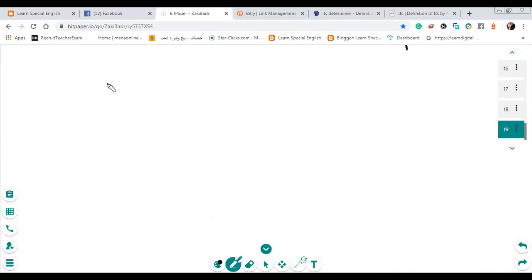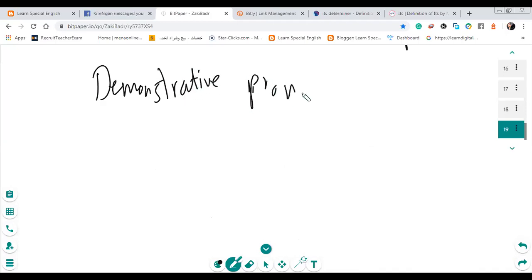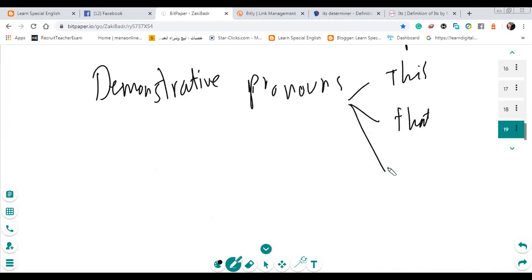Usually we can use the demonstrative pronouns: this, that, these, and those. We use them a lot with the possessive pronouns and determiners. Let's see how.